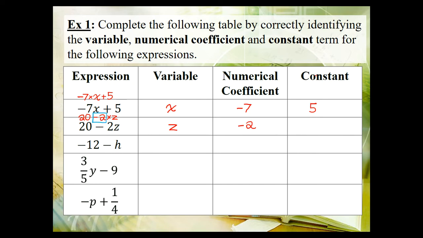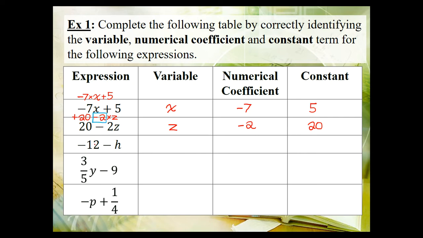Here, what about the constant term? Well, what would be the sign in front of the 20? The sign in front of the 20 would just be positive, because you could write this also as positive 20 minus 2 times z. Therefore, your constant term would just be 20 in this situation.